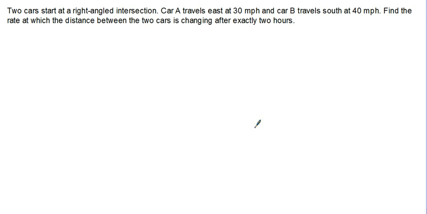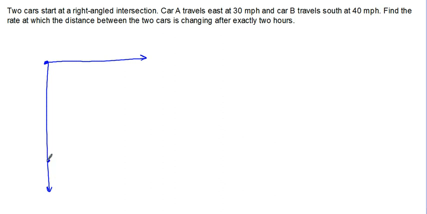Here we have a related rate problem where we have two cars starting at an intersection. The first car, A, is traveling east at 30 miles an hour, and the second car, car B, is traveling south at 40 miles an hour. We are interested in the rate at which the distance between the two cars is changing after exactly 2 hours.